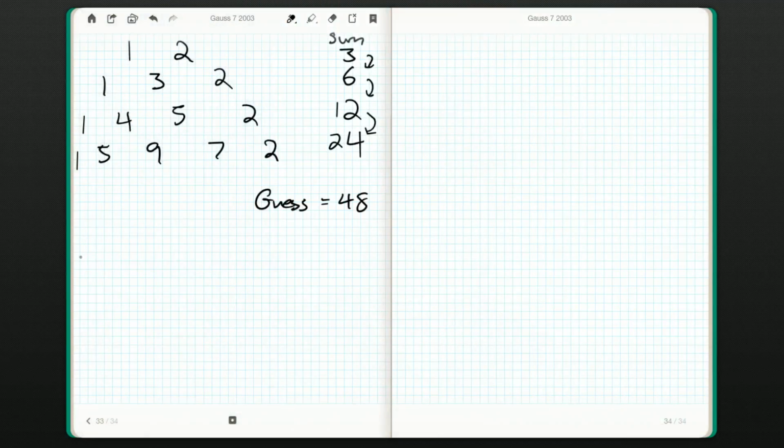Well, what is the fifth row? It starts with a 1. Then it's the sum of this 1 plus 5. So that's 6. The sum of the 5 and the 9, that's 14.